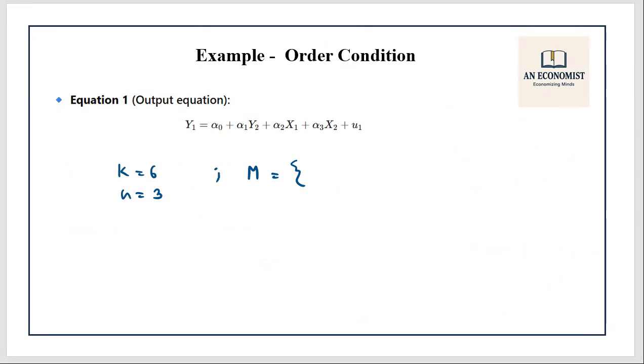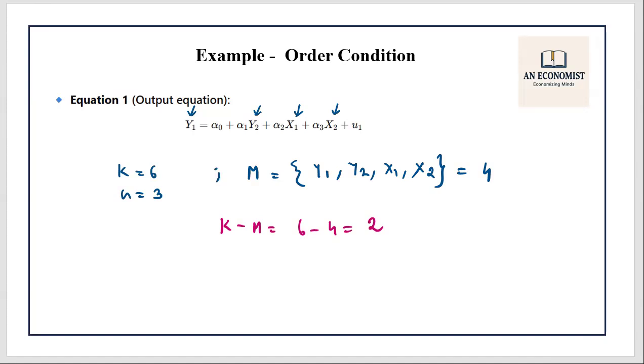So for the first equation, what will be this value? See, this is 1, this is 2, this is 3, and this is 4. So in the first equation, you have two endogenous variables, that is y1, y2, and two exogenous variables, that is x1 and x2. So the total value of m will be 4. Four variables are present in the particular equation 1. Right? So you have all the variables that you need for your analysis. So k minus m will be what? 6 minus 4, that is 2.